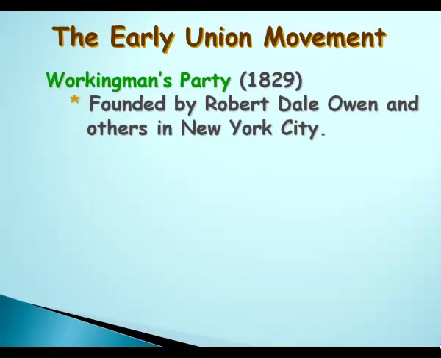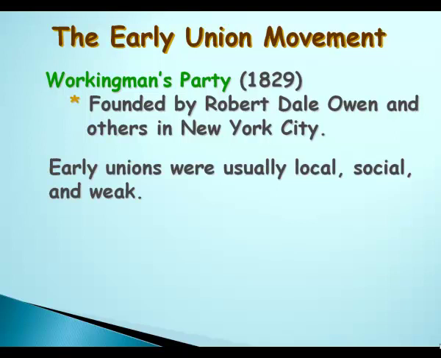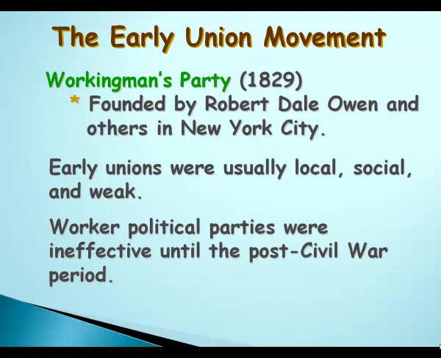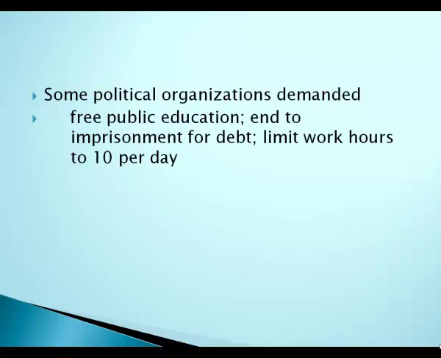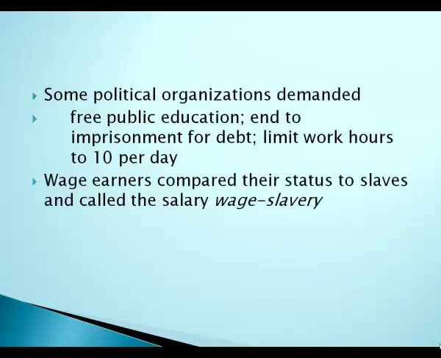The early union movement. A Workingmen's Party was formed in 1829 in New York City by Robert Dale Owen. But the early unions weren't usually so much a union. They were more social, and they really didn't have any power. The workers' political parties were ineffective until after the Civil War. But some political organizations that get together are going to start, and they're kind of a combination of political and union. They're going to demand free public education, an end to imprisonment for debt, going to debtor's prison, and to limit the work hours to just 10 per day. And the wage earners are comparing their status to slaves, and they begin to call what they're taking home, their paycheck, wage slavery.